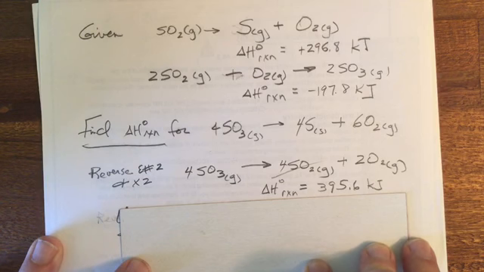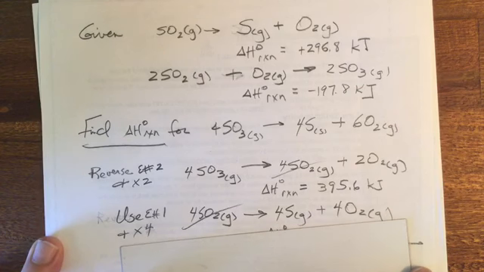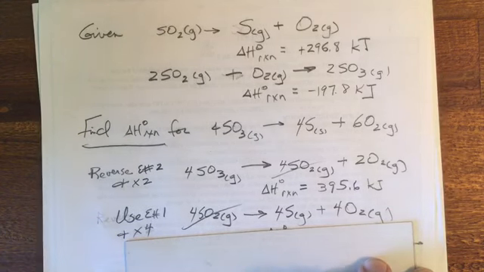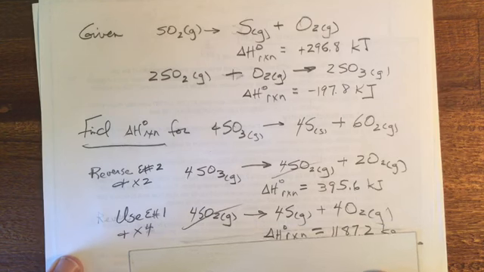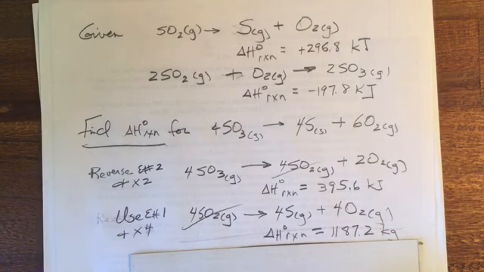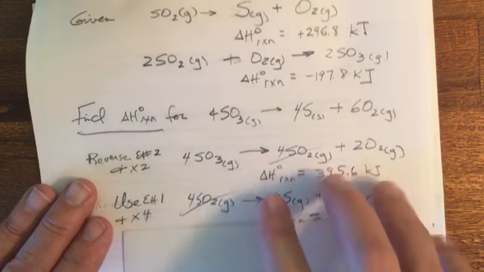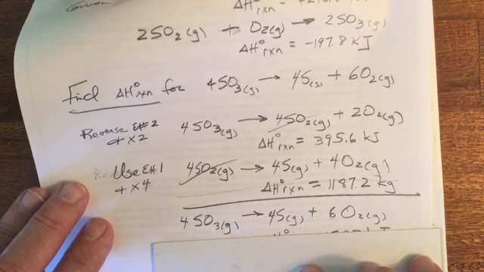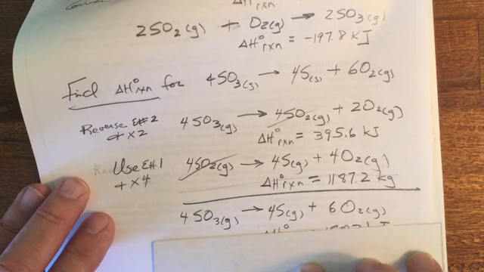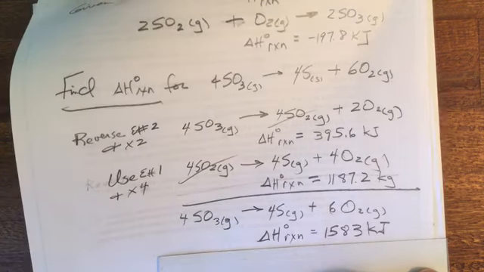Then I'm going to take the first reaction, SO2 yields S and O2, and multiply it by 4. So it becomes 4 SO2 yields 4 S and 4 O2, and the standard enthalpy change of reaction for that is 4 times 296.8, or 1,187.2. Now, if you add up those two new equations, you'll see that the 4 SO2s cancel. The sum of those two reactions is 4 SO3 yields 4 S plus 6 O2. That's exactly what we're looking for. Therefore, the sum of the two enthalpy changes of reaction equals 1,583 kilojoules.